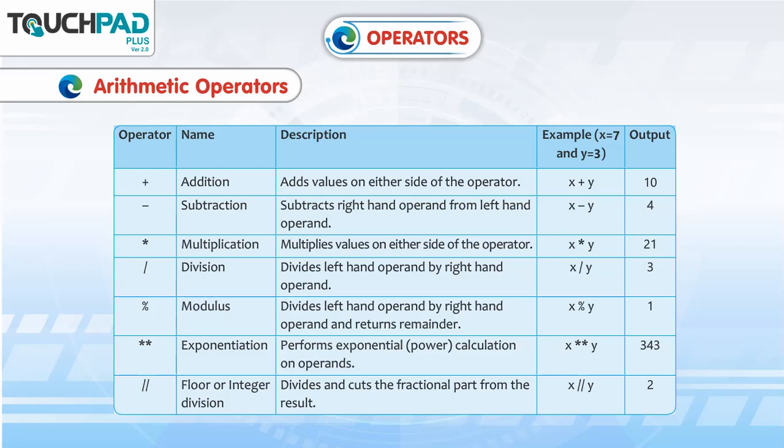Division divides the left-hand operand by the right-hand operand: x / y is 3. Modulus divides the left-hand operand by the right-hand operand and returns the remainder: x % y is 1. Exponentiation performs exponential power calculation on operands: x ** y is 343. Floor or integer division divides and cuts the fractional part from the result: x // y is 2.